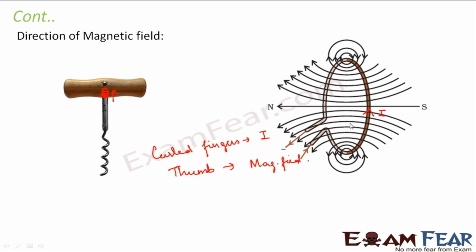Whenever you want to find the direction of magnetic field in case of a straight current carrying conductor, use right hand screw rule, where your curled fingers represent the direction of magnetic field and your thumb represents the direction of current. In case of a circular loop where your current is in a curved fashion, there your curled fingers will represent the current and your thumb will represent the magnetic field.